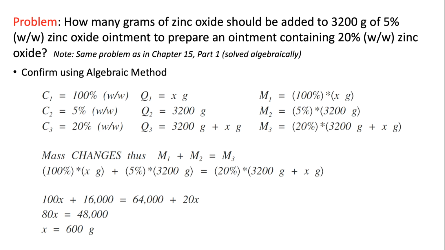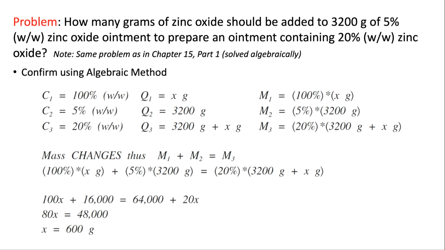So in this situation we're taking a mass 1, adding to it a mass 2, to get some final mass 3. So again, I set up that formula as 100% times X plus 5% times 3,200 grams is going to equal our target of 20% times our total final weight, which would be the 3,200 grams plus X grams. Now, double check the units: percent, percent, percent, those are all the same. Grams, grams, grams. So I got units the same.